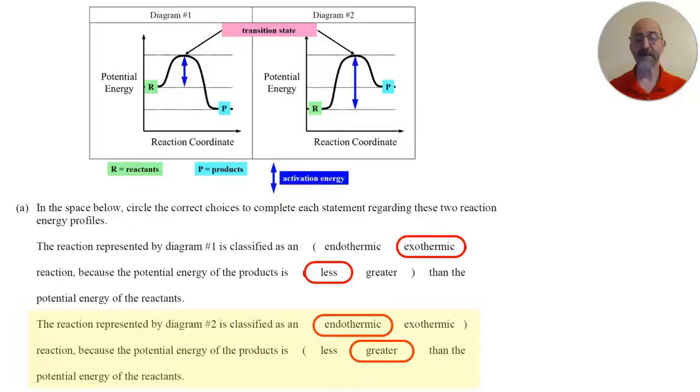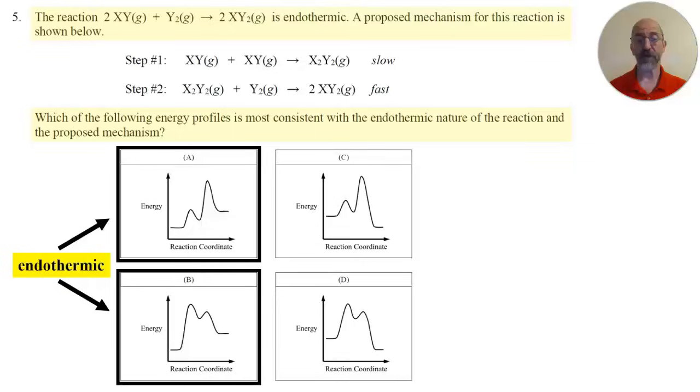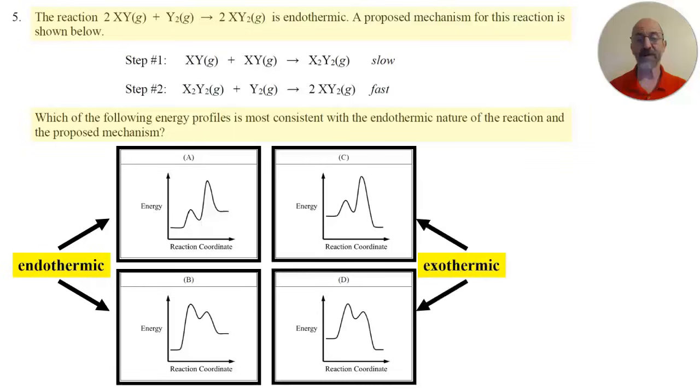Let's go ahead and see if we can find some diagrams where the potential energy of the products is greater than the potential energy of the reactants. Well, it looks like choices A and B would be classified as endothermic because the potential energy of the products is greater than that of the reactants. And then looking at the energy profiles for choices C and D, we can see that those would be classified as exothermic because the potential energy of the products is actually less than that of the reactants. Now, we know we're looking for an endothermic reaction, so we can go ahead and eliminate choices C and D.